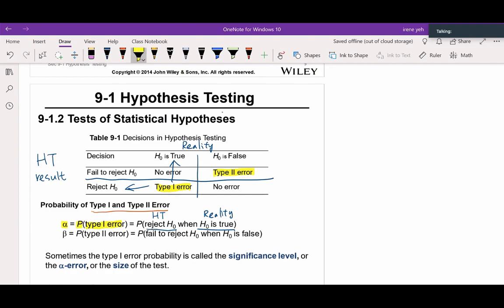Let's look at type 2 error, which is beta. Beta is the probability of making a type 2 error. Again, what is type 2 error? In our hypothesis testing of type 2 error, we fail to reject your H0. In reality, your H0 is false. This is your reality. Keep those two in mind, and let's show you some examples.